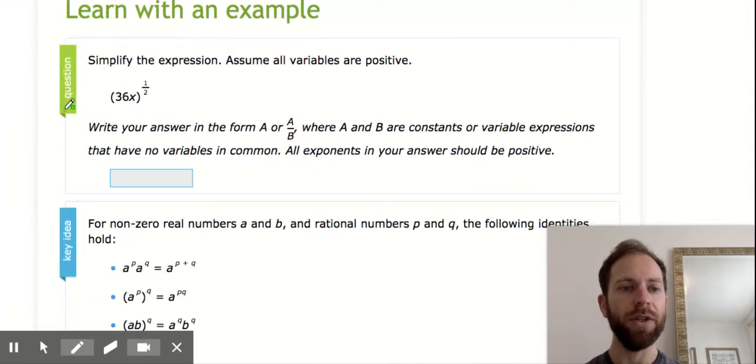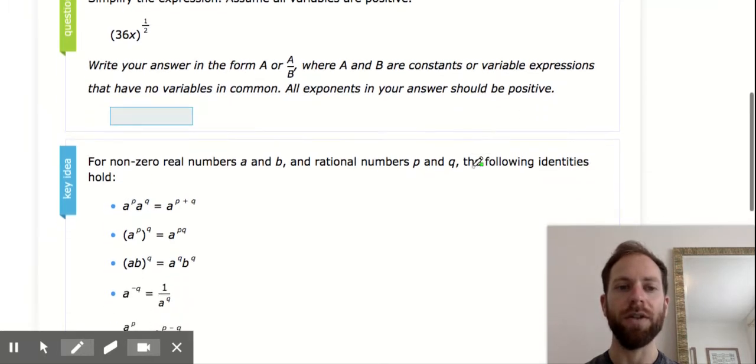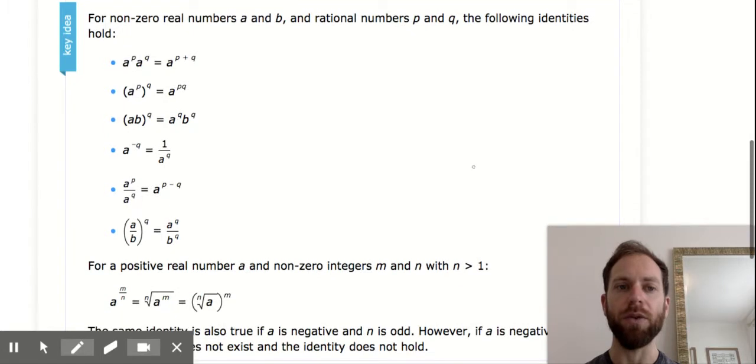So the question is asking us to simplify the expression, assuming all variables are positive: the quantity 36x to the power of 1/2. It's asking us to write our answer in the form a or a over b, where a and b are constants or variable expressions that have no variables in common. All exponents in your answer should be positive. So let's look and see what that really means, because there's a lot of language right here.